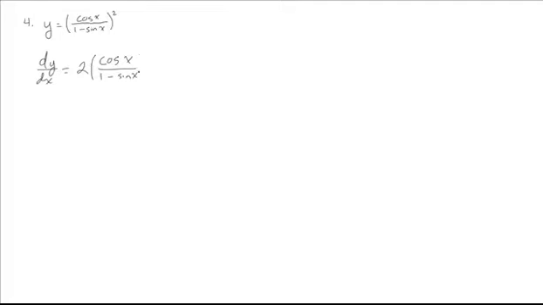And then decrease the power by 1, which becomes a 1, which we don't have to write, but I'll put it there for now. Now we've got to do the derivative of the inside. This is going to be a quotient rule. So the quotient rule is the denominator, so 1 minus sine x, times the derivative of the numerator, the derivative of cosine is negative sine x, minus the numerator, cosine x, times the derivative of the denominator.